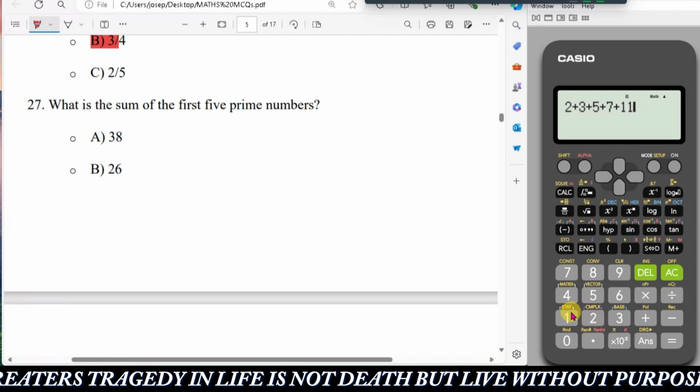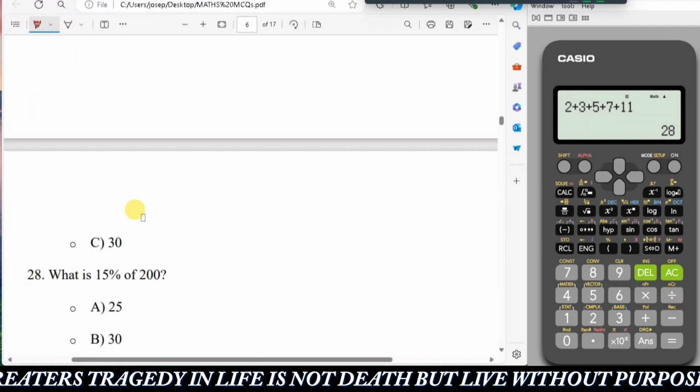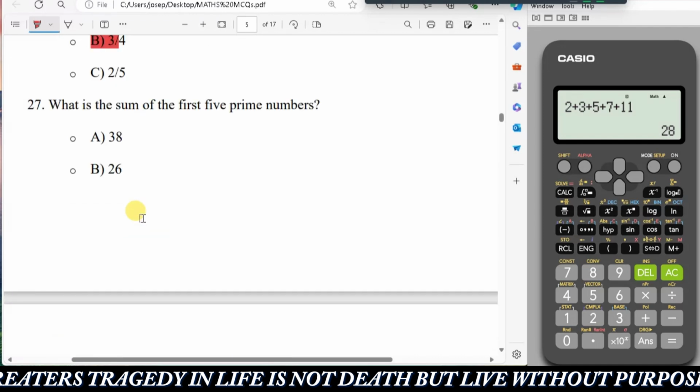Remember, 9 is not a prime number because 3 times 3 will give you 9. And we said prime numbers have only 2 factors, 1 and the number itself. So all these numbers have only 1 and itself. You can't divide them by any other number. So this is what we are looking for, and the correct answer here is 28. So 28 is not here. So you got to write it by yourself.